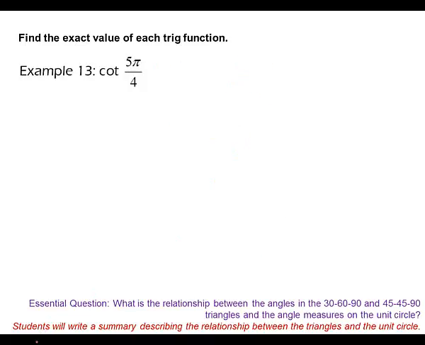The next one, cotangent of 5 pi over 4. All right. So 5 pi over 4 is in which quadrant? The third quadrant. In the third quadrant, is cotangent positive or negative? Positive. All right.